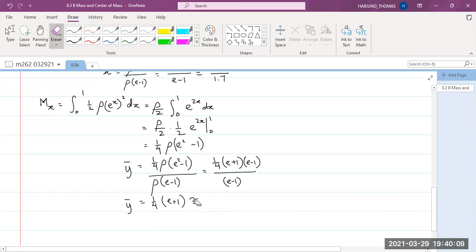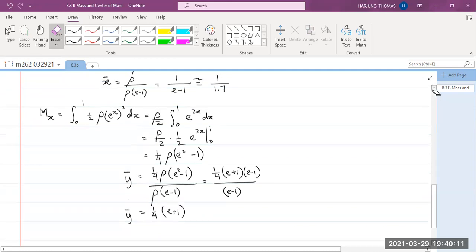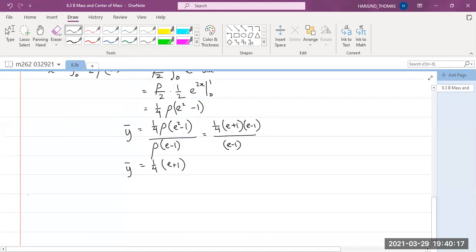I don't need you to estimate, by the way. I just try to show that we get it right. Now, at the end, however, when you write your centroid, you have to write it in coordinate form. x bar, y bar equals what? That'll be (1 over e minus 1, comma, e plus 1 over 4).